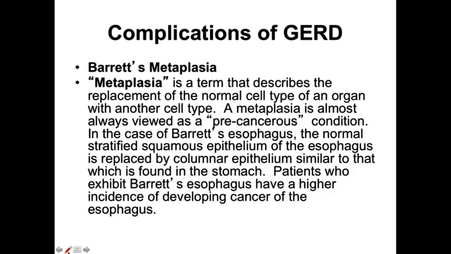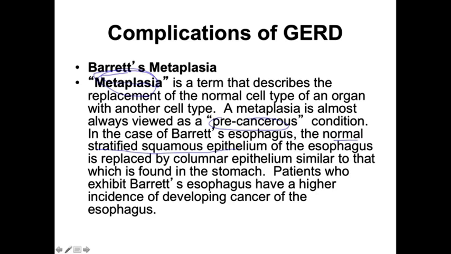Barrett's esophagus, or Barrett's metaplasia. Metaplasia is a term that means you have one tissue type changing into something else. Whenever one tissue type is altered and becomes something else, that metaplasia is considered to be precancerous. Typically in the esophagus, the normal cells are stratified squamous cells.